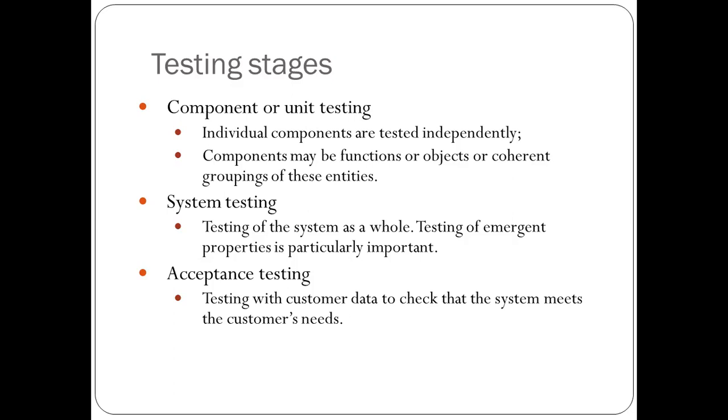Now you can see stage number 2, system testing. Testing of the system as a whole. Here we combine all those components which we have already tested. We can also call this unit testing. After testing the different components, we combine them and get the system. If we test the complete system or the software, it is called system testing. Testing of emergent properties is particularly important.